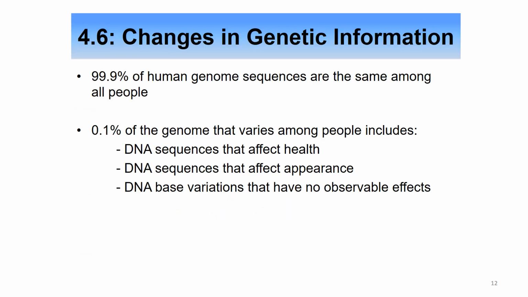Then a little bit about mutations, changes in genetic information. So 99.9% of our DNA is the same for all humans, but 0.1% is responsible for the differences in our physical appearance. It could be other organ functions. So these DNA sequences that are different affect our health and appearance. But some base variations may have no observable effects.